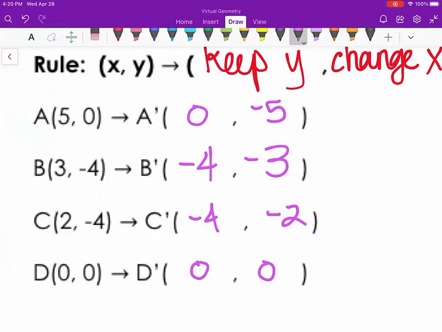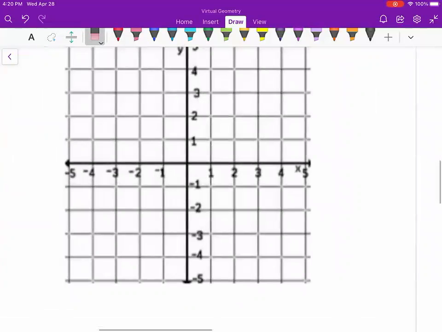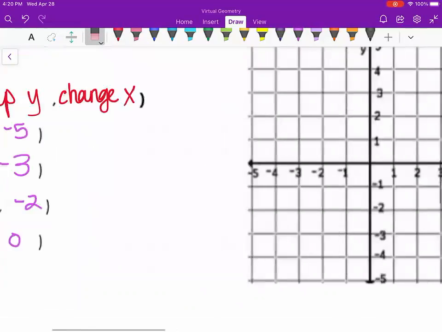And guess what? It stayed exactly the way it looks because it's got no sign to it. So changing the sign of a 0 does nothing. Now, again, because 0, 0 is a point on the rotation, another reason why it stays exactly how it is. So let's graph these points and see what our original shape looks like. And then we'll graph the new image.